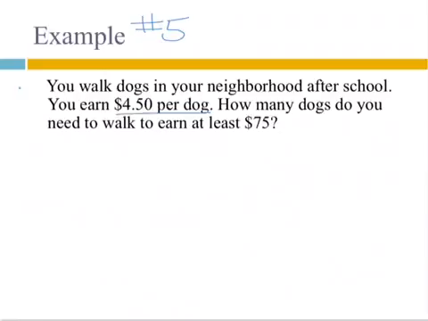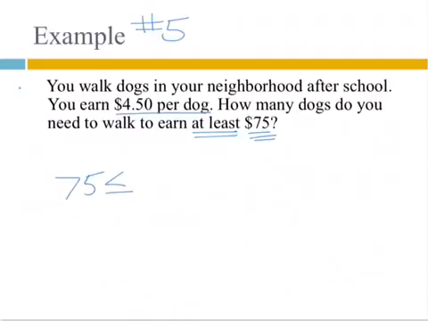Here's example number 5. Please make sure it's marked as number 5 in your notes. You walk dogs in your neighborhood after school. You earn $4.50 per dog. How many dogs do you need to walk to earn at least $75? If you want to earn at least $75, you want to earn more than or equal to $75.